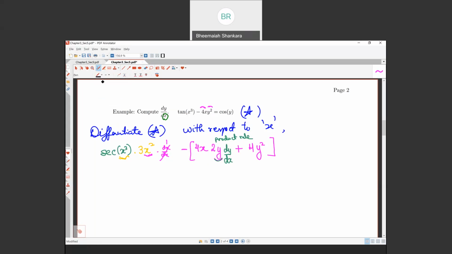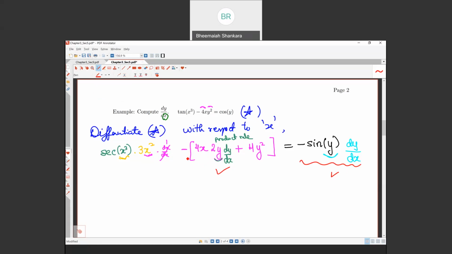Then you have an equal to sign, differentiation of cosine function. Differentiation of cosine is negative sine of the same function, so write y. But we have to differentiate this variable y again, chain rule of differentiation. So you have dy over dx. So you have two terms with dy over dx. This is our term 1 and this is our term 2.